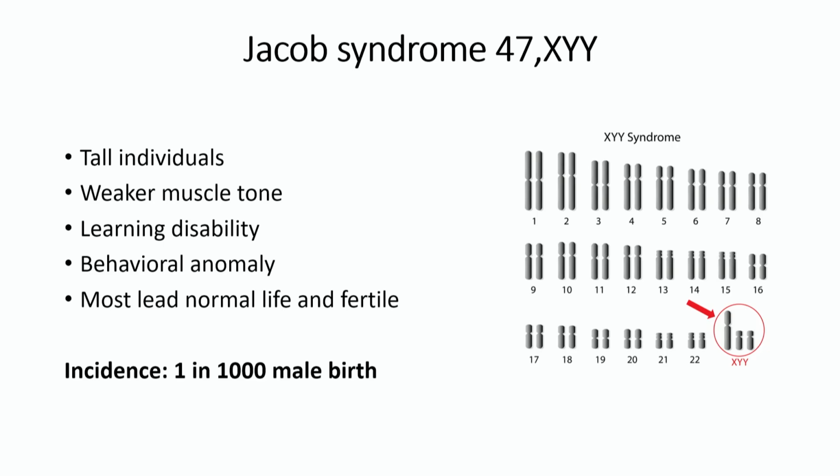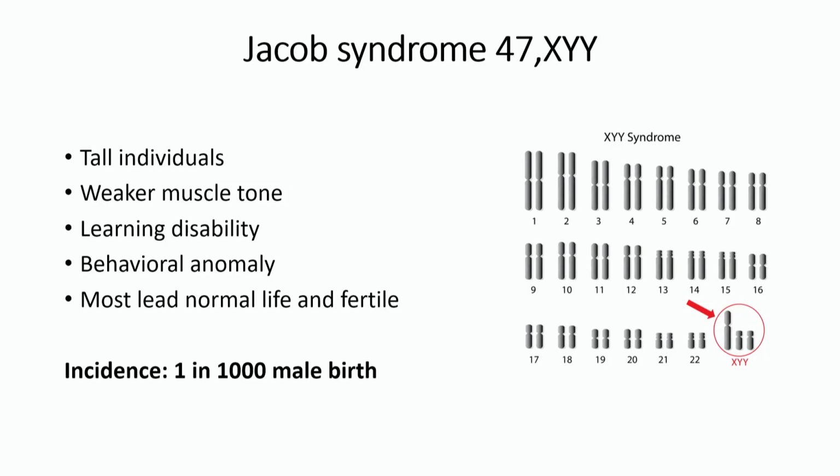Now let us come to another syndrome, that is Jacob syndrome. Here, the chromosome number is 47 and there is XYY. That means 1 extra copy of Y. Earlier I had discussed that the Y chromosome is very small, the X chromosome is considerably large. The Y chromosome contains fewer genes and it contains essentially those genes which are responsible for human fertility.